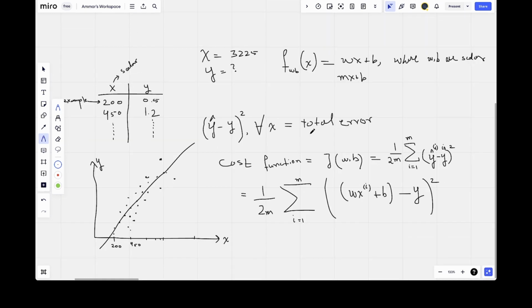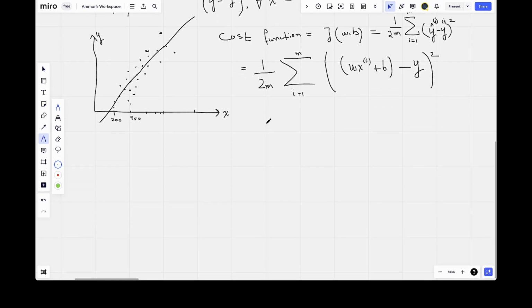Okay, so just to visualize this cost function, let's assume the model parameter b is a constant. Let's say b is equal to 1 or something, it could be any value. I'm just fixing the value of b so that we can focus on only one parameter, w, right?